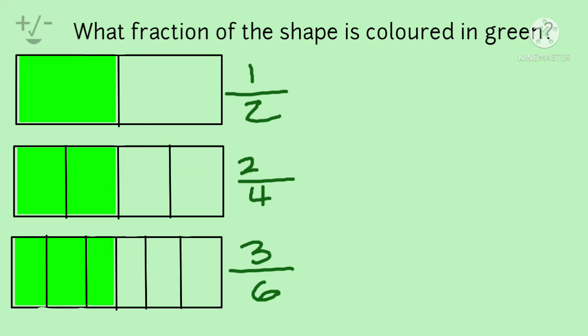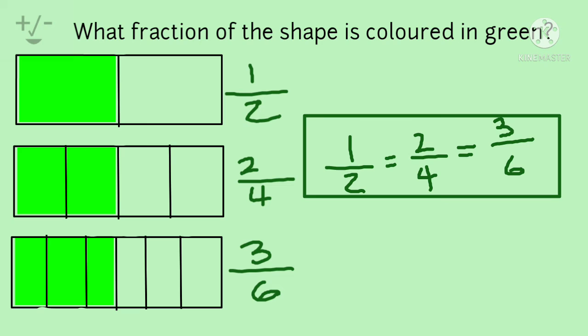The third shape, again, is the same shape, but it's been cut into 6 parts, and this time 3 parts have been coloured in green. So we say that 3 over 6 have been coloured in green. We can say that 1 over 2, 2 over 4, and 3 over 6 are all equivalent fractions. This is because the same amount of the shape has been coloured in. So if you had a half of a cake or 2/4 of a cake, they would both mean the same amount.